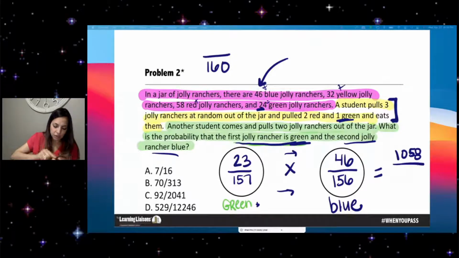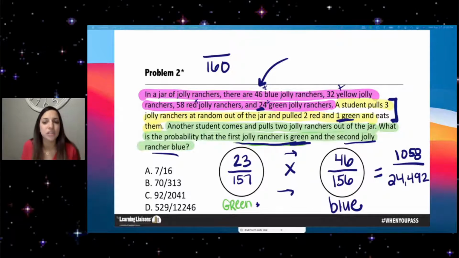157 times 156 equals 24,492. That answer is not an option. That does not mean you did something wrong. Why is that answer not an option? Because we have to simplify it. So I'm going to divide them both by 2. Divide this by 2. Divide this by 2.